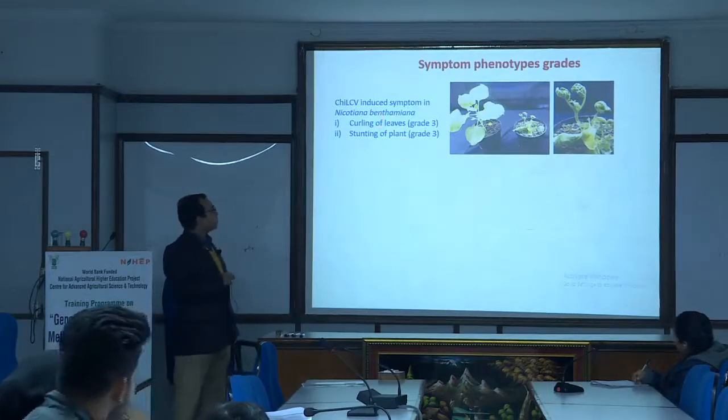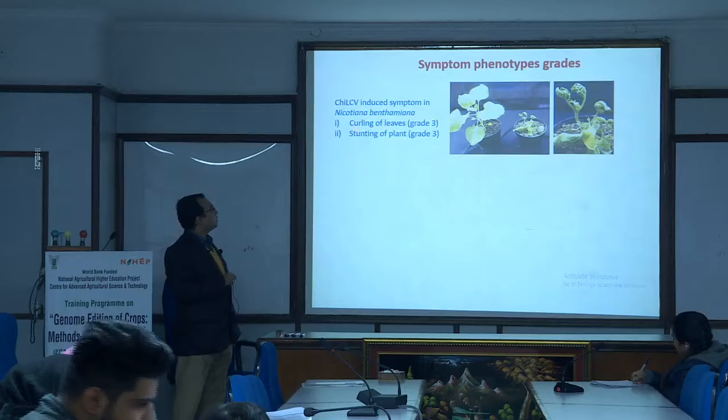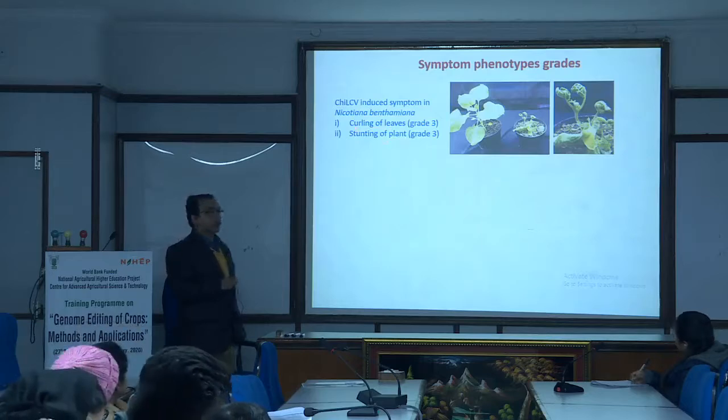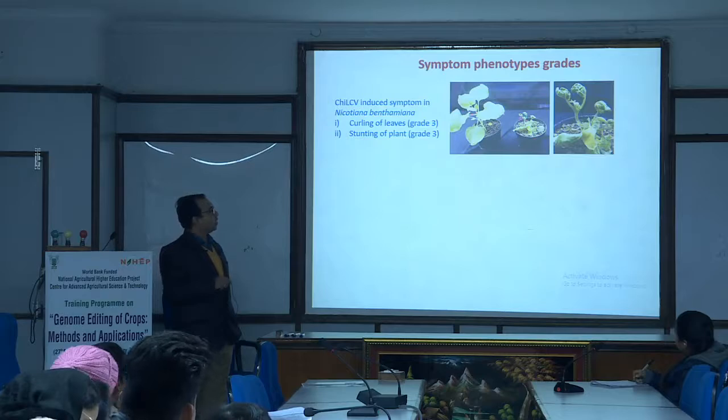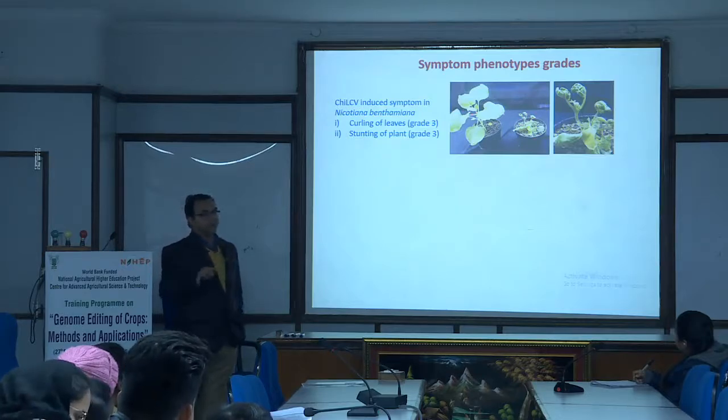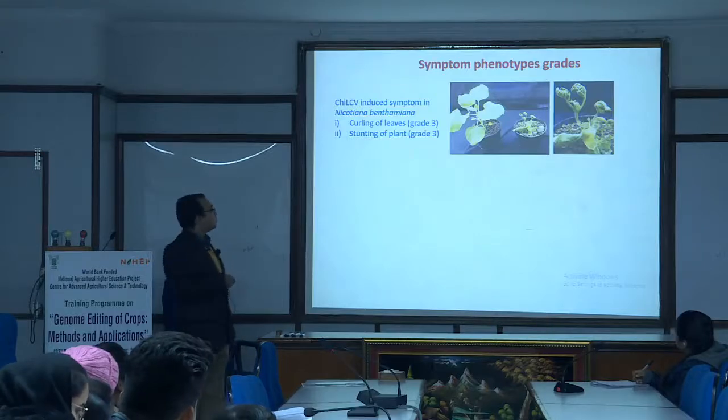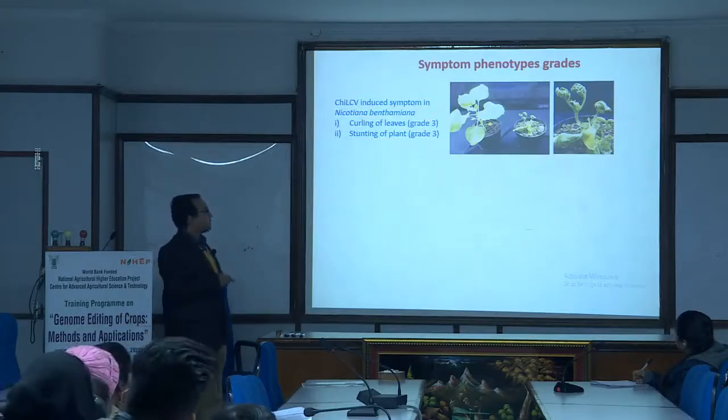We observed that the virus is causing symptoms of curling of the leaves and stunting of the plant. Two types of symptoms you actually observe. This is the healthy plant. So, this is the condition with curling of the leaf and very much stunting of the plant. So, these are the two symptoms. We divided these symptoms into three grades.